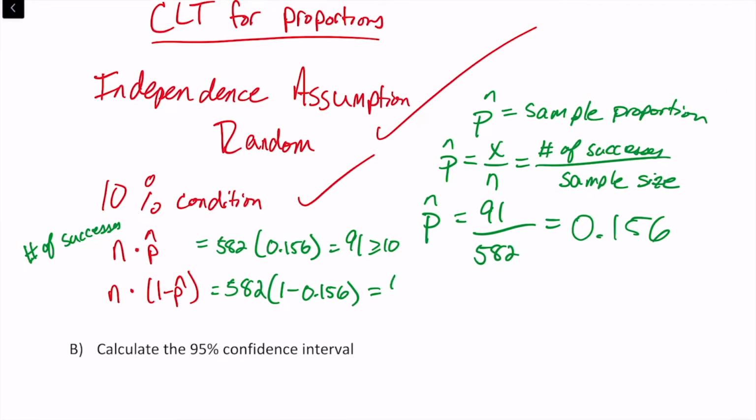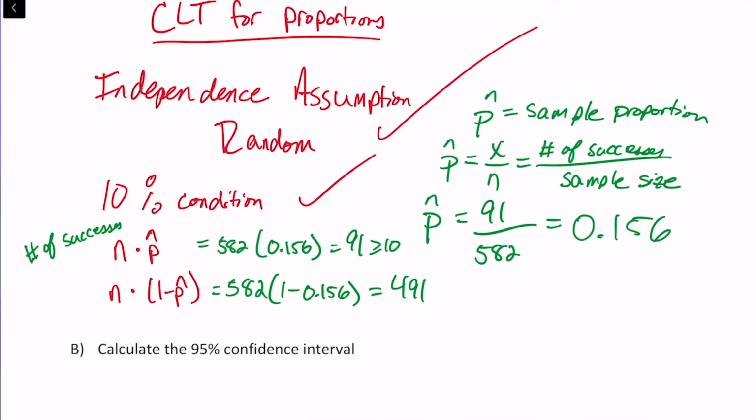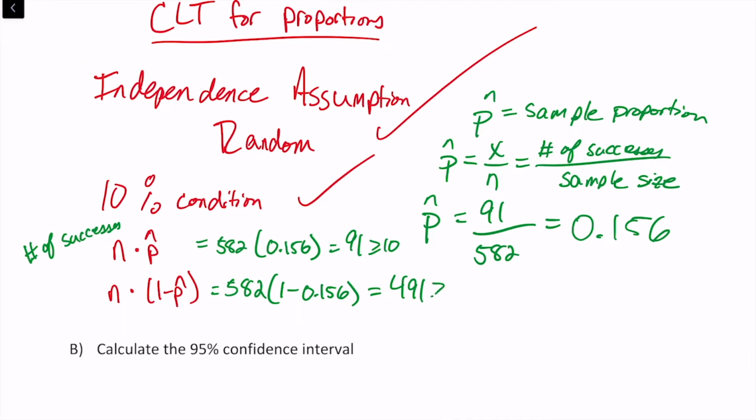491. And let me prove that to you really quickly. 582 times 1 minus 0.156, and we see something really close to 491. All right, so once again, this is just checking the number of failures and the number of successes. Both of those are greater than 10, so the failure and success condition is met. So can we perform a confidence interval? Yes, we can.